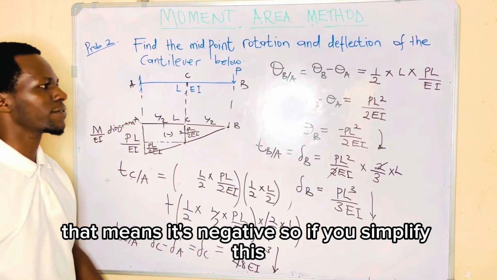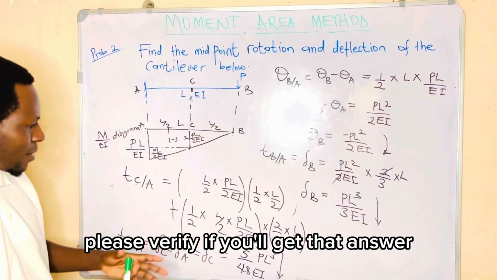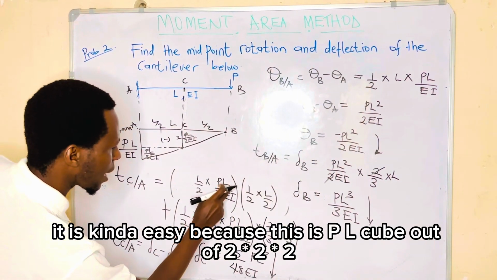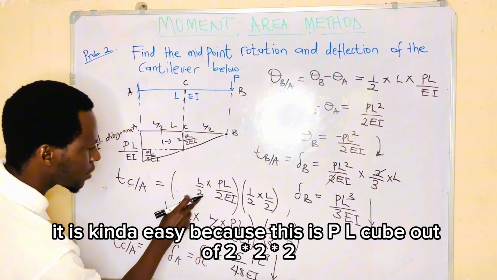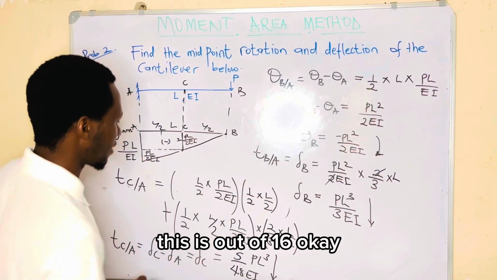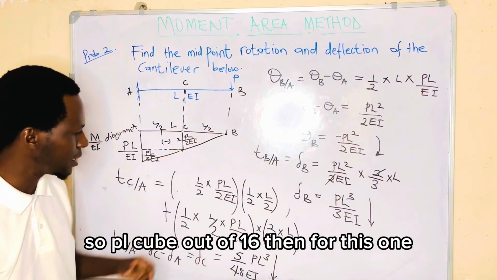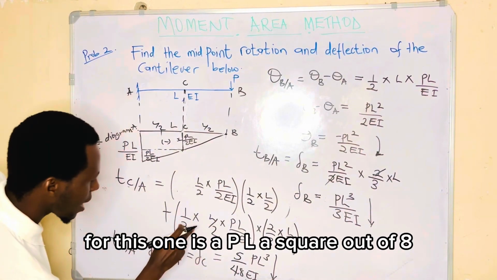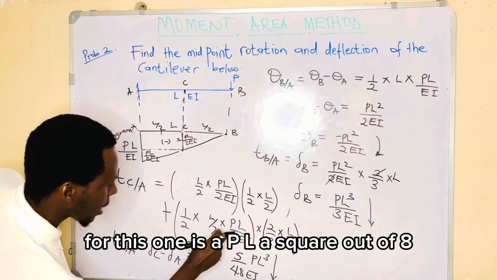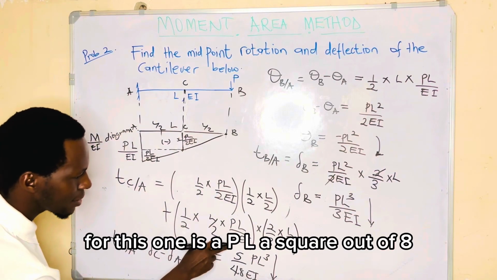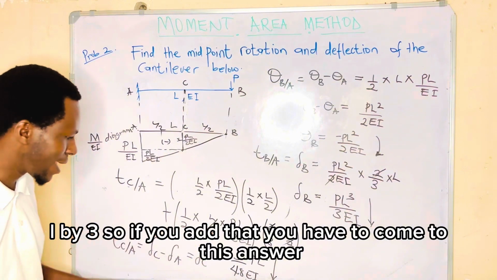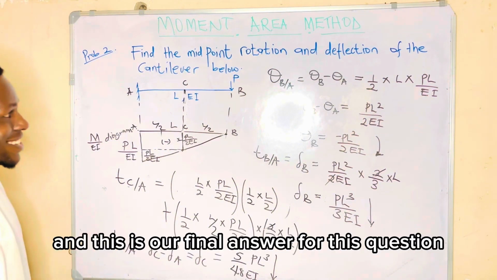That means it's negative. So if you simplify this, please verify if you get that answer. It is kind of easy because this is PL³ out of 2 times 2 times 2. This is out of 16. Okay, so PL³ out of 16. Then this one is PL² out of 8. Then you have to multiply with what? L by 3. So if you add that, you have to come to this answer, and this is our final answer for this question.